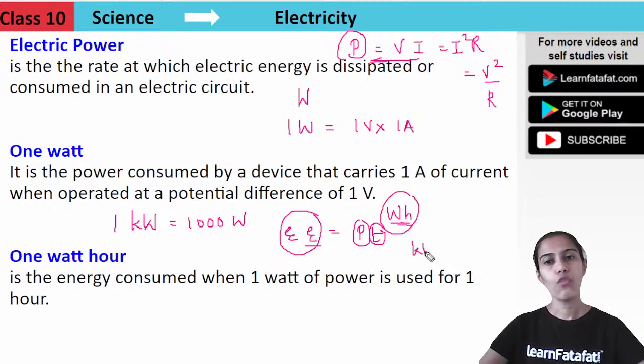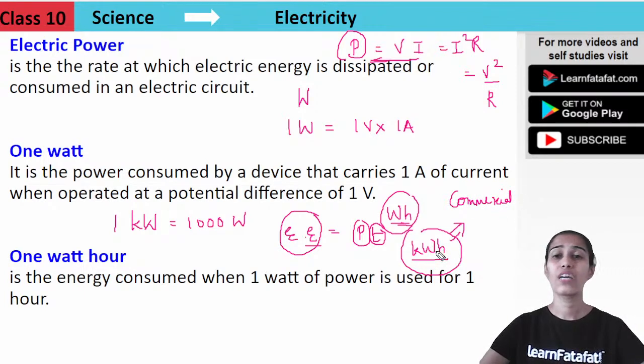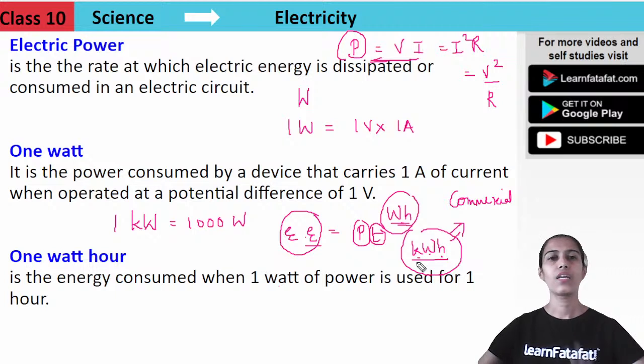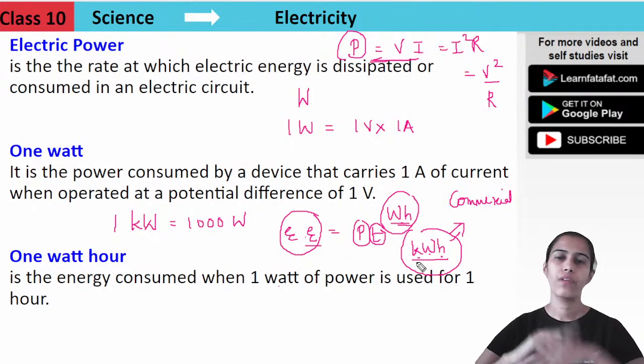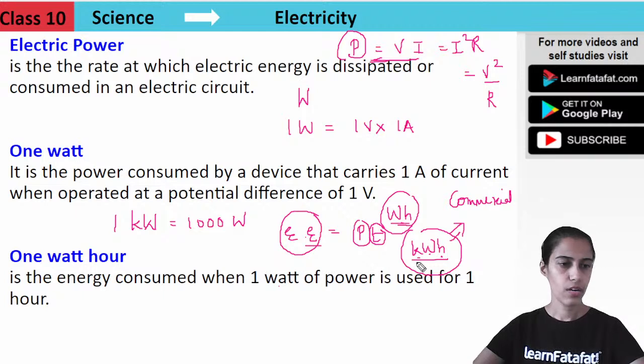Similarly, kilowatt hour is also the unit of electrical energy only, but this we will write when they ask you about the commercial unit. ऐसा क्वेश्चन आएगा तो आपको किलोवाट आवर ही लिखना होगा. ठीक है. Watt hour is the energy consumed when 1 watt of power is used for 1 hour. So 1 kilowatt hour is the electrical energy consumed when 1 kilowatt is used in 1 hour. Okay. So these are the very important terms: electric power, electric energy, and that's the end of the chapter. Numericals हम करेंगे.